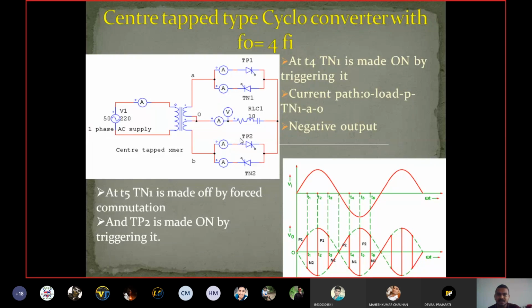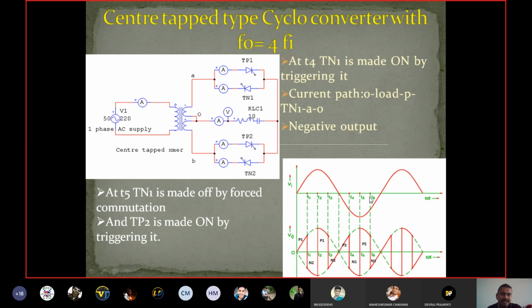Okay, so this TP2 thyristor becomes on, so current is flowing from B to TP2, TP2 to P, P to load, load to O, and O to B. Okay, so current is flowing from P to O, and P to O is the positive direction. So we are getting the positive output. Okay, so time duration T5 to T6 in this waveform, TP2 thyristor remains on, and we are getting positive output.